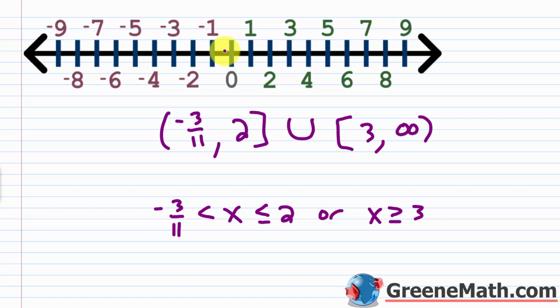So let me write -3/11 in right there. So this is -3/11, and I'm going to put a parenthesis there. And at 2, I'm going to put a bracket. I'm just going to shade everything in between. At 3, I'm going to put a bracket. And then I'm going to shade everything to the right.